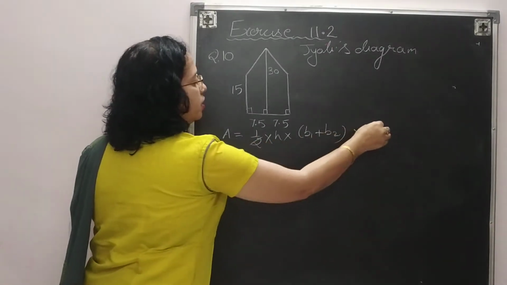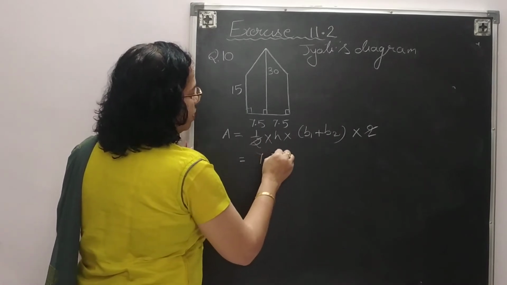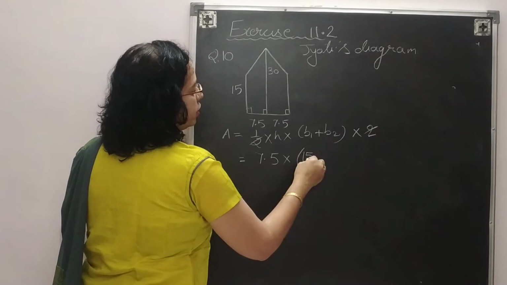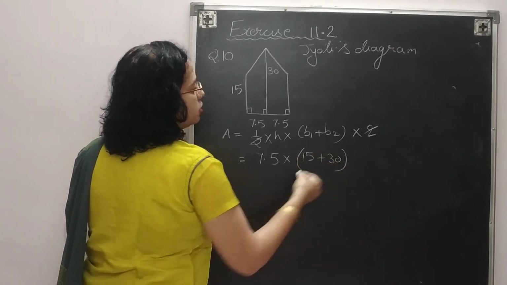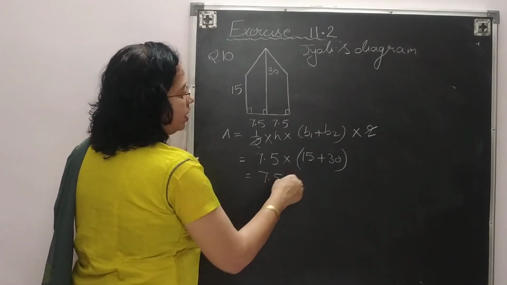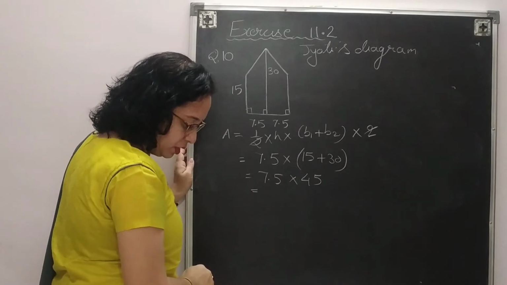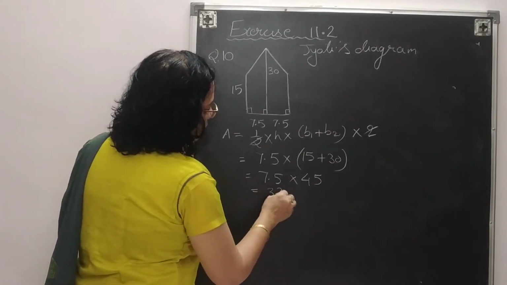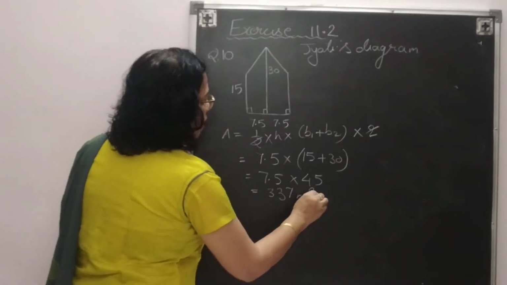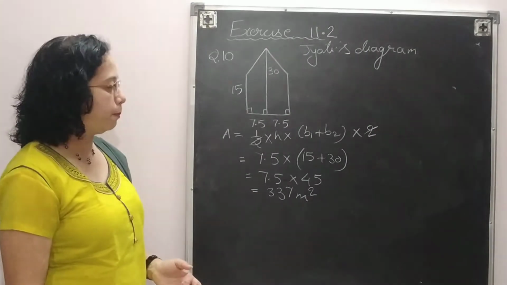So this 2 and this 2 will get cancelled. How much height is given here? 7.5, in bracket B1 plus B2. One length is 15 and another length is 30. So multiply 7.5 by 45. When you multiply this, your answer will be 337.5, and all the units are in meter. So the answer will be 337.5 meter square.